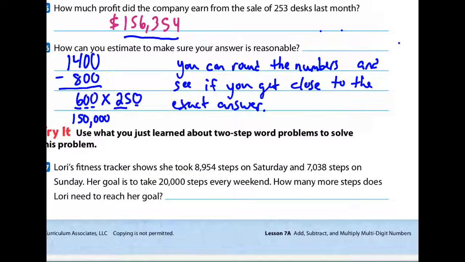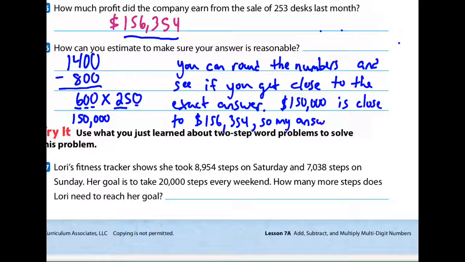So I would say $150,000 is close to $156,354. So my answer is reasonable. Okay, so pause the video to get close to filling that one in. So that's the point of estimating. You can figure out, well, if your answer is pretty close to that estimate, then you are probably at least close to the exact answer.